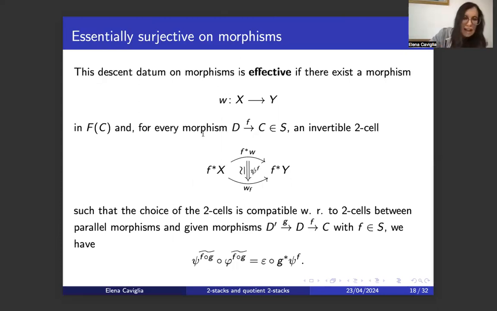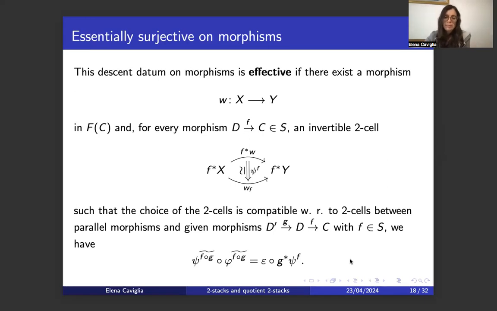Oh, sorry, maybe I didn't say this in detail, so I'll go over it in detail. A descent datum of morphisms is effective if we can find a morphism W, and for every morphism in the sieve, this time a two cell that relates F star of W and W of F. And this choice of two cells is compatible. So this is exactly the thing we have in dimension one for objects, but this time it is seen for morphisms.